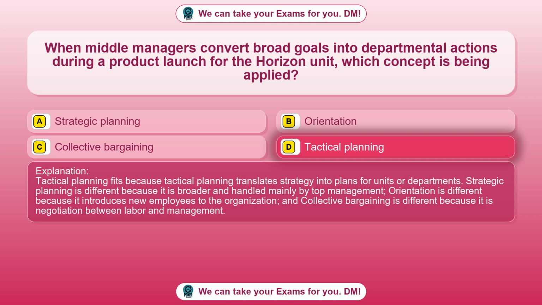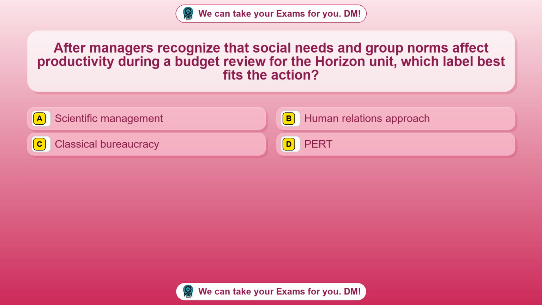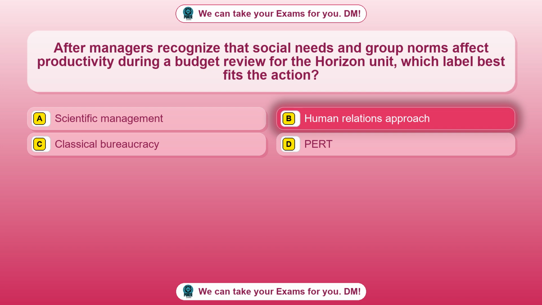between labor and management. Question 61. After managers recognize that social needs and group norms affect productivity during a budget review for the Horizon unit, which label best fits the action? Option A, scientific management. Option B, human relations approach. Option C, classical bureaucracy. Option D, PERT. The correct answer is option B, human relations approach.